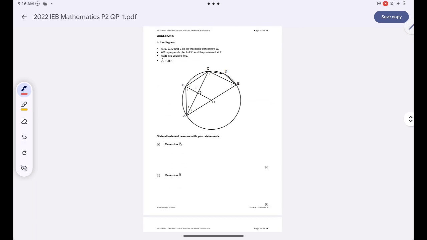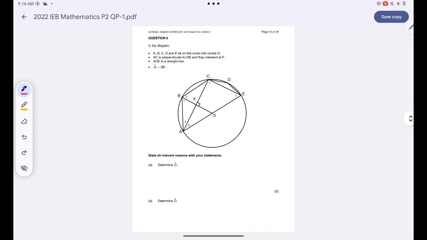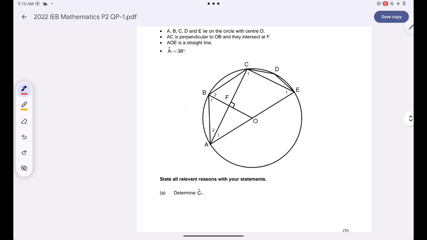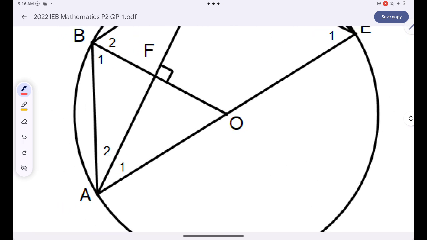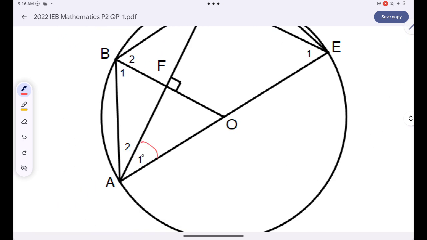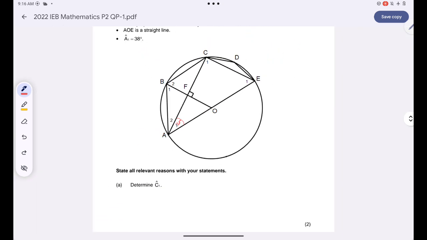Okay, now let's move to question 6. Question 6, we are told that in the diagram A, B, C, D, and E lie on the circle with center O. AC is perpendicular to OB and they intersect at F. AOC is a straight line, and then we are told that angle A1 is 38 degrees. This guy over here is 38 degrees.